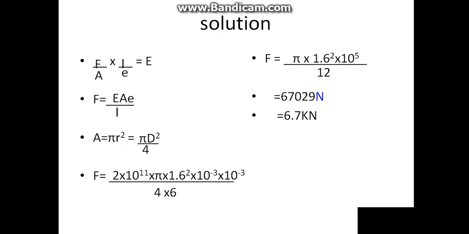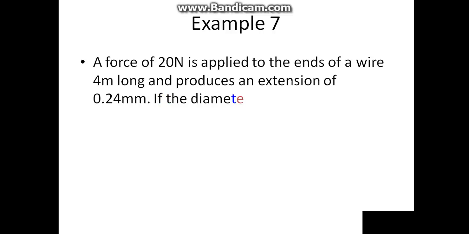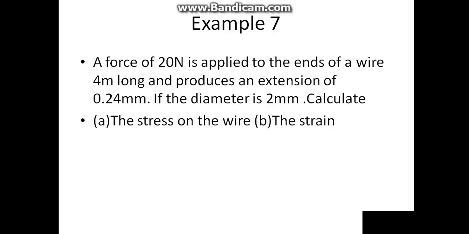Example 7. A force of 20 Newton is applied to the end of a wire 4 meter long and produces an extension of 0.24 millimeter. If the diameter is 2 millimeter, calculate A, the stress on the wire, B, the strain, C, the Young's modulus.